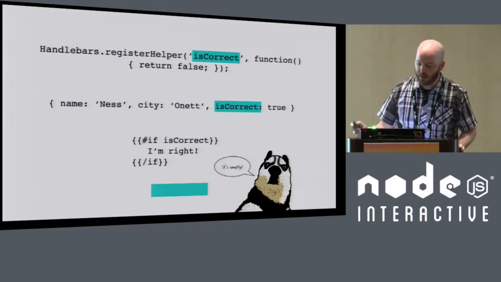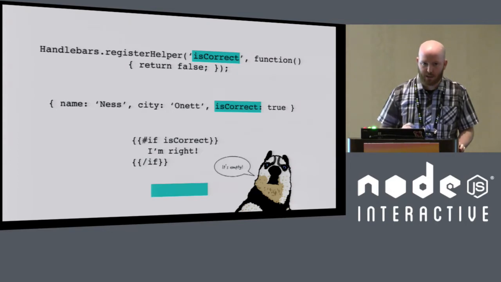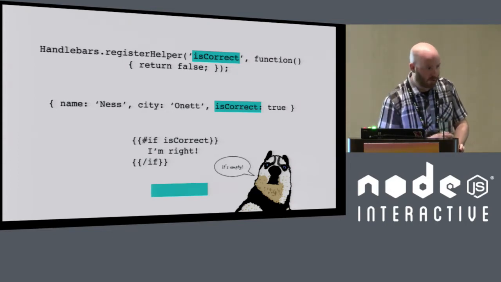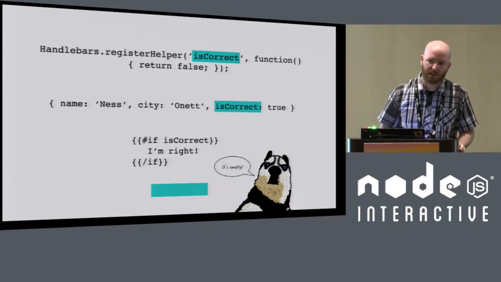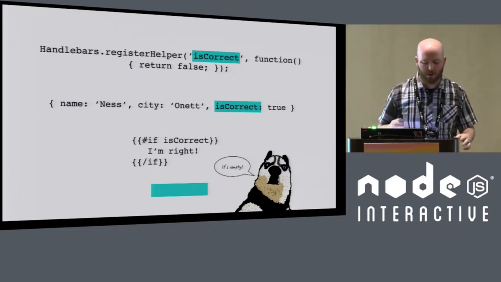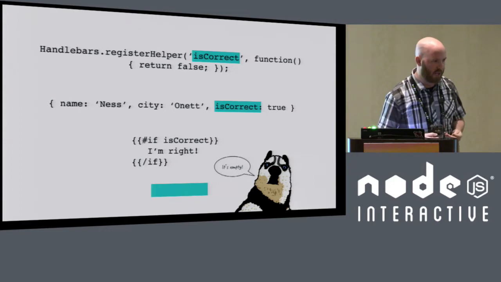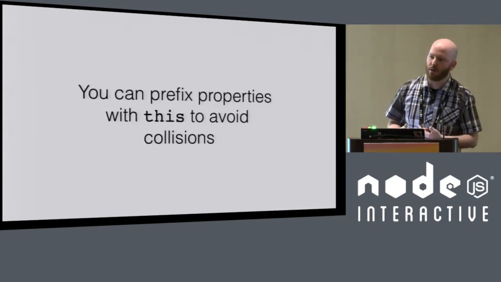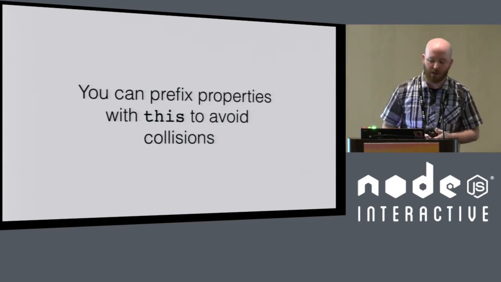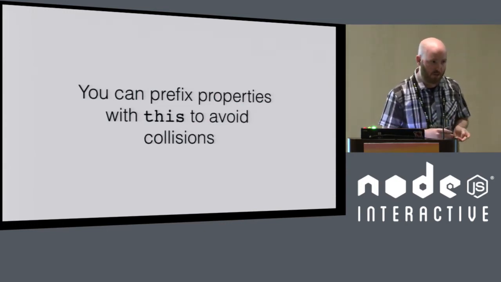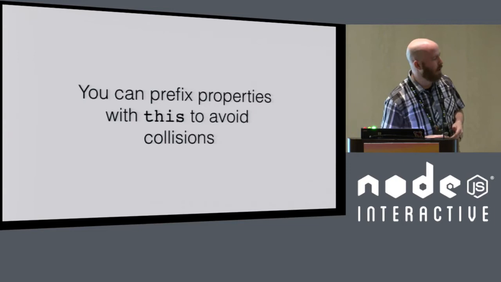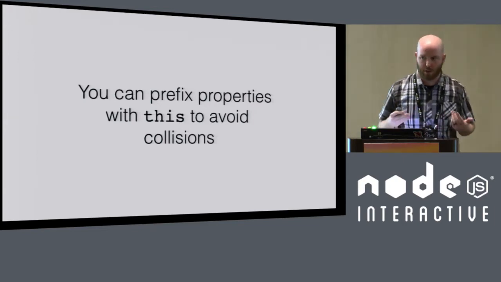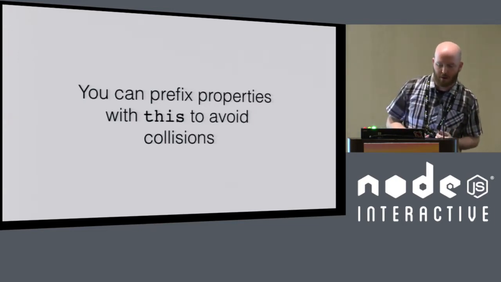It's completely empty. The isCorrect is going to be pulled from the helper first before it looks at the context data. So this is something to be aware of when you're setting up your helpers and your properties on context data. And one way you can get around this is whenever you're referencing properties in your data, you can prefix them with this. So you could say this.isCorrect. Now that's going to be really painful to do for every property you reference.